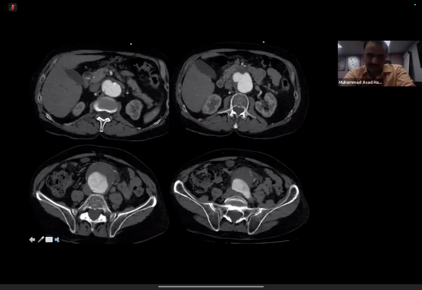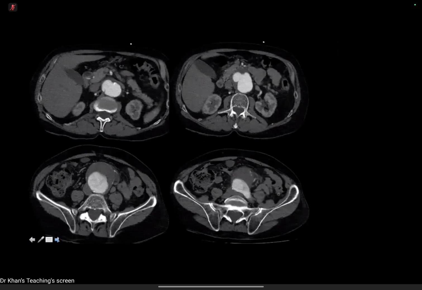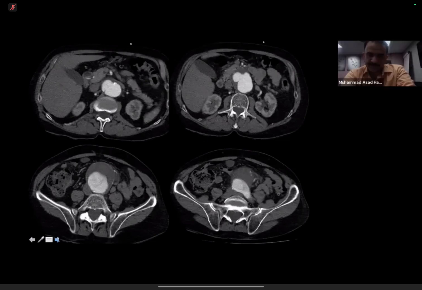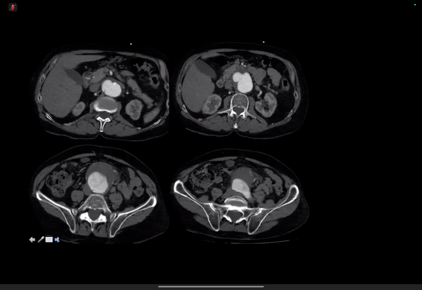In my routine practice, I will check if it involves the iliac arteries bilaterally and if it extends suprarenally. Good. Looking at this aneurysm, it appears to be larger than 5 centimeters. Good. And the patient should be considered for aneurysm repair. I would suggest the patient be discussed in the vascular MDT for consideration of EVAR.